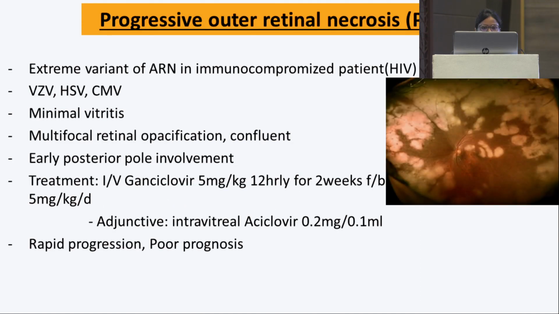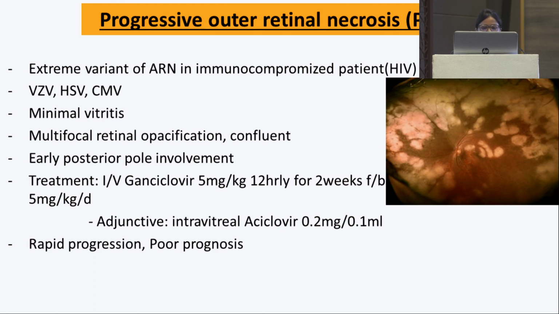Now the third infection is progressive outer retinal necrosis. It's a variant of ARN. It is seen in patients who are immunocompromised like HIV, and the viruses responsible for it can be varicella zoster, herpes simplex, or CMV virus. As opposed to ARN, there will be minimal vitritis and there will be multifocal retinal opacifications which will be more confluent. And they have very early posterior pole involvement. Therefore, its treatment needs to be started as early as possible.